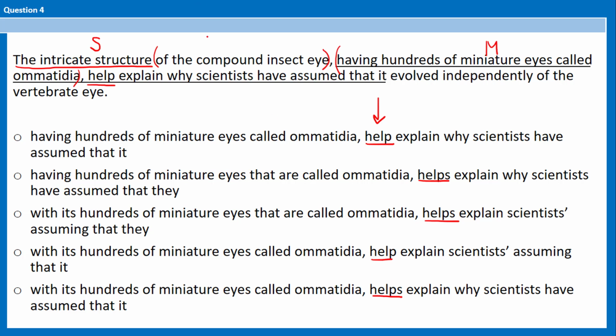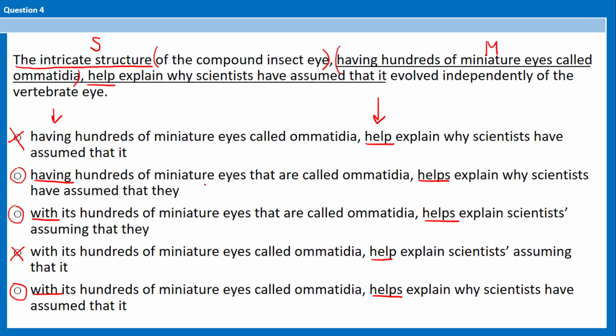So eliminate all the plural verbs. Help is wrong. Number 1 and 4 cannot be the answer. We have 3 options left. Okay? 2, 3, and 5. So let's focus on some other differences. You have having, with, that's one split. Yeah, that's one difference.